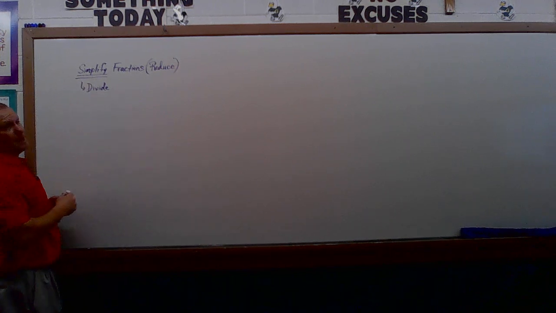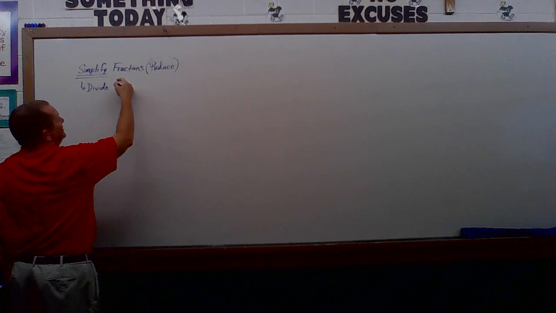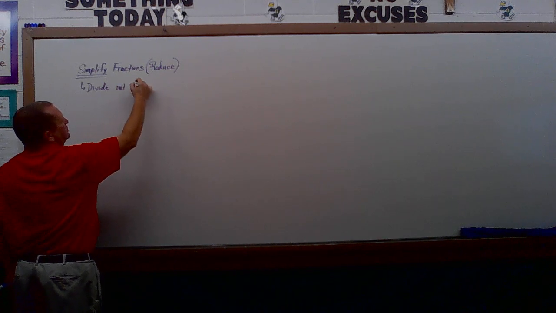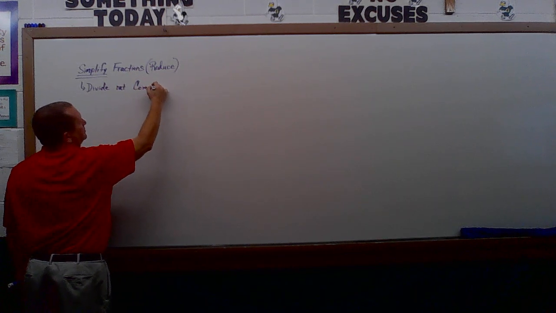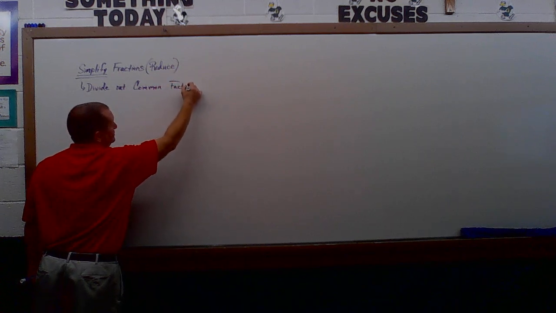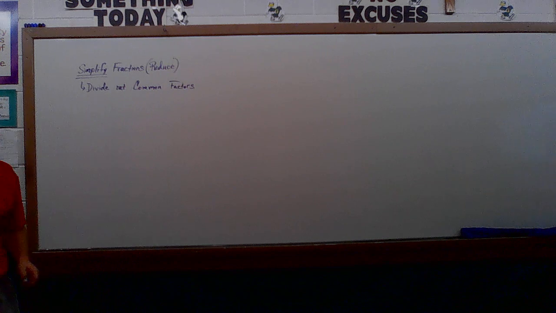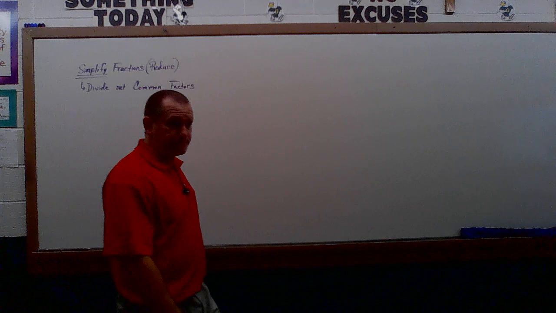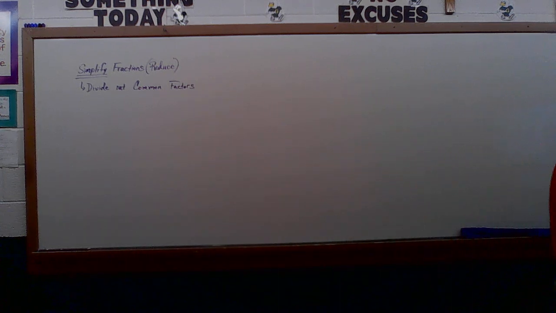So, simplifying, we're going to divide out common factors. What are factors again? Numbers that can be divided into the number and it turns out even. Okay, numbers multiplied together to get the original number. Right. Okay. So, how do we do this?